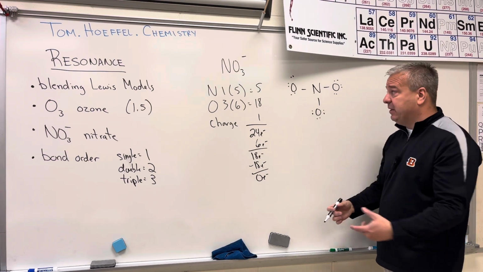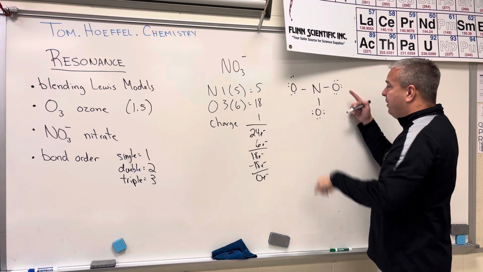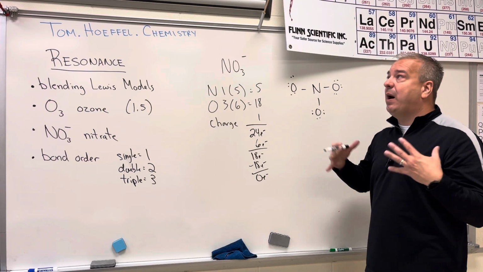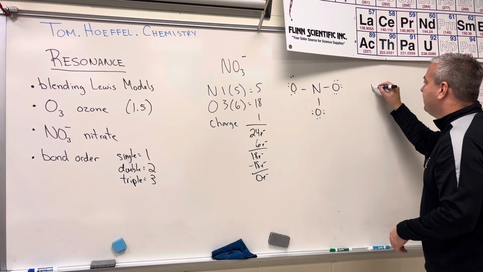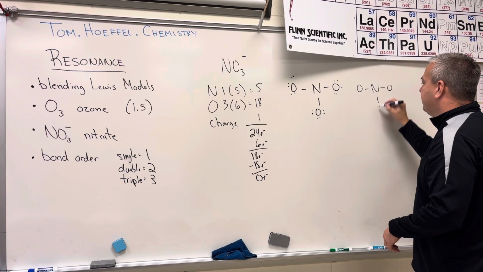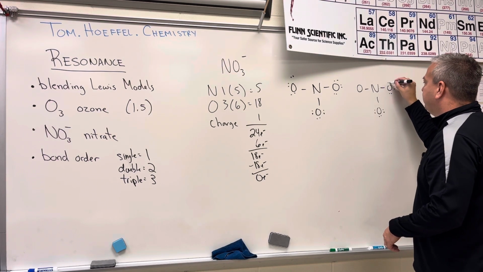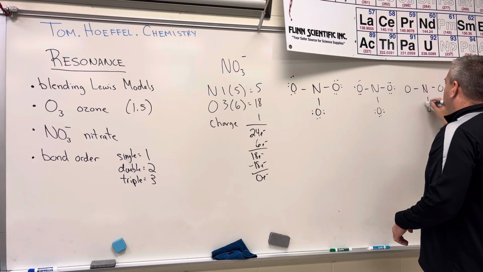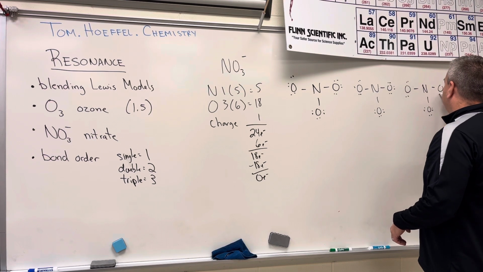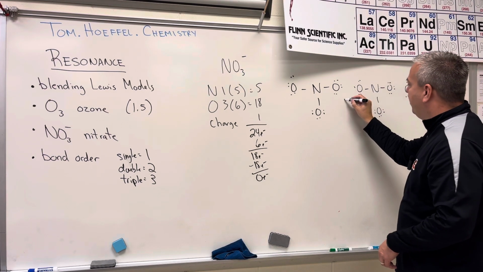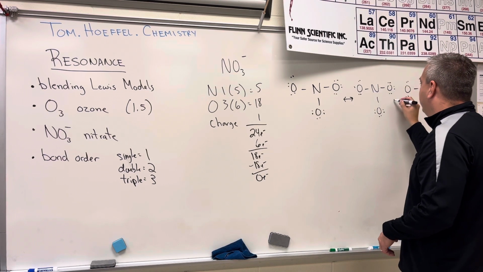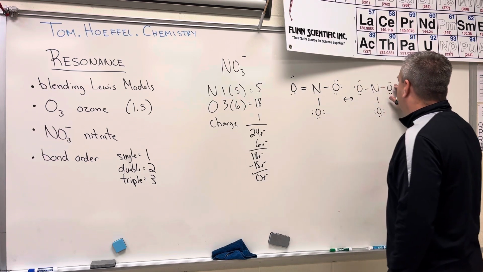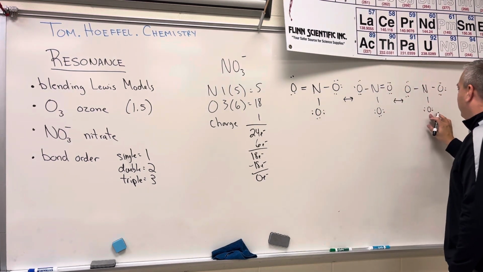So I have options. I could grab them from the left to share, from the right to share, or from the bottom to share. Those are 3 different options, so I'm going to have 3 different Lewis models. I'm going to redraw these, and we're going to draw double arrows in between them because they are in resonance. I could grab the electrons from this side, this side, or from down here.